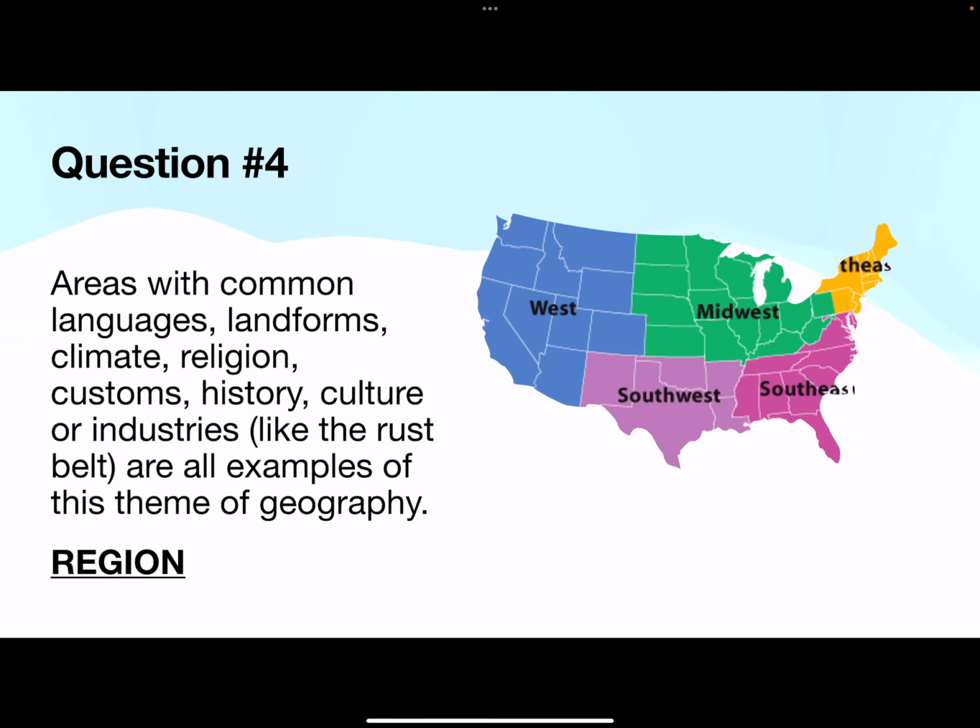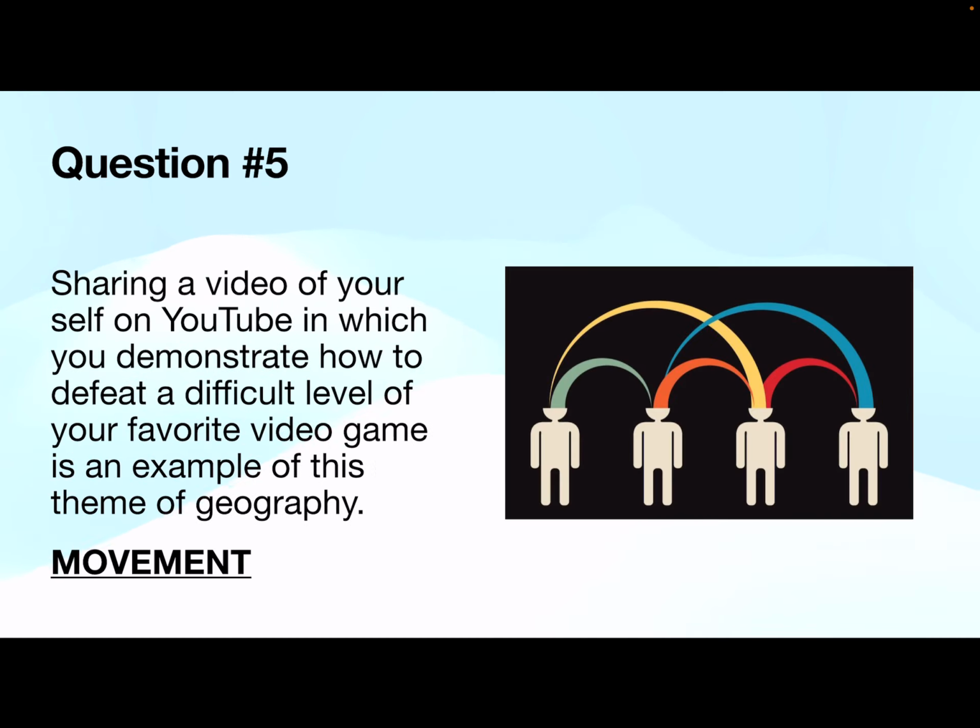Question 4. Areas with common languages, landforms, climate, religion, customs, history, culture, or industries, like the Rust Belt, are all examples of this theme of geography. That would be region. Question 5. Sharing a video of yourself on YouTube in which you demonstrate how to defeat a difficult level of your favorite video game is an example of this theme of geography. That would be sharing goods and ideas with people all over the world, and that would be movement.